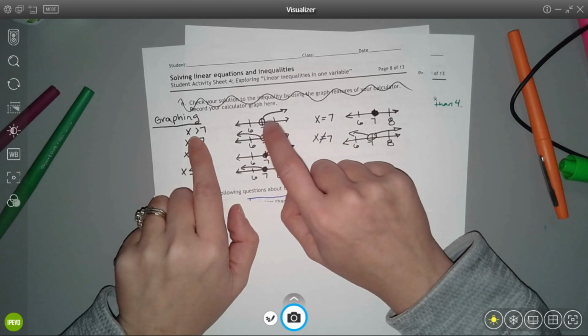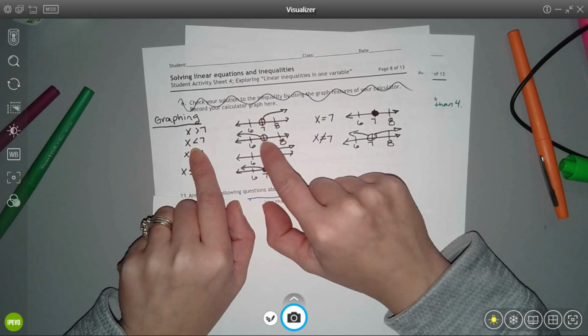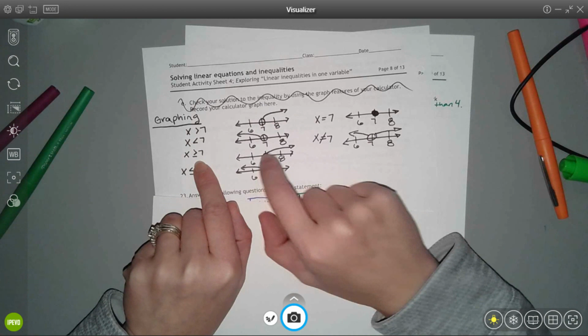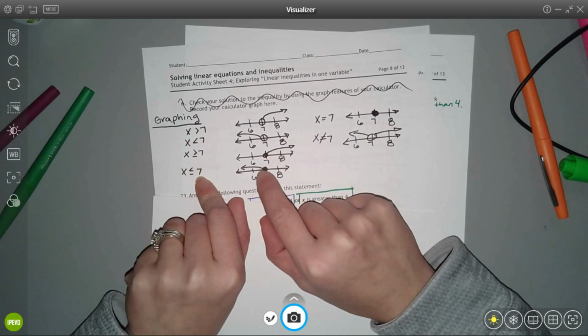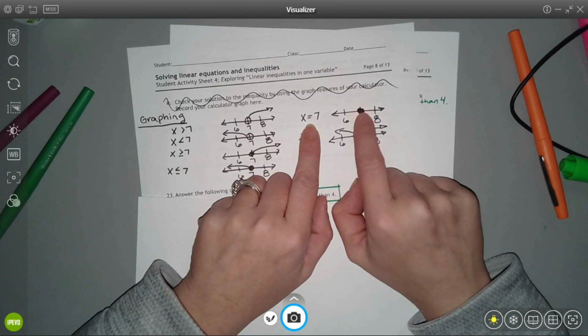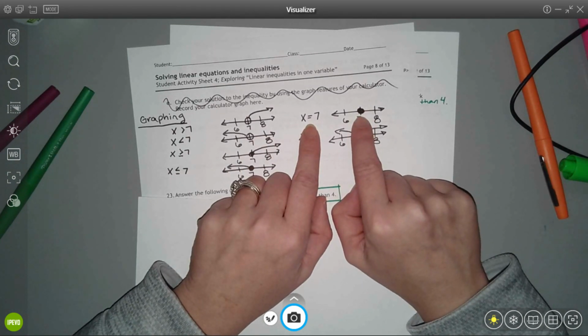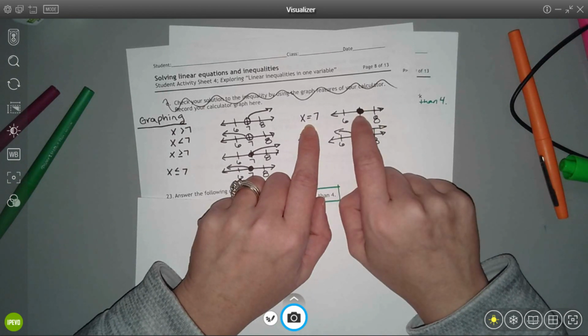X is greater, open circle goes bigger. Less than, open circle gets smaller. Greater than or equal to, closed, bigger. Less than or equal to, closed, smaller. When x equals 7, it's just a closed circle. There's no arrows. It's not getting bigger. It's not getting smaller because x equals 7.